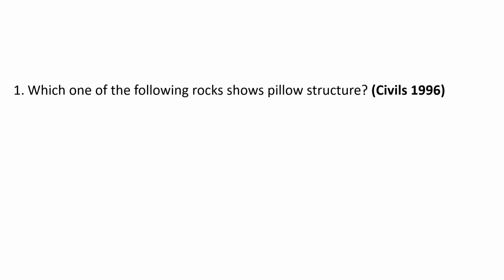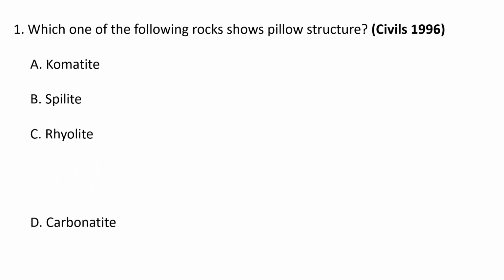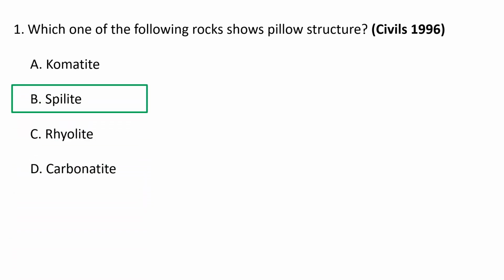Which one of the following rocks shows pillow structure? This was the question asked in Civil Services 1996. A. Komatiite, B. Spilite, C. Rhyolite, D. Carbonatite. So the correct answer is B, Spilites. It shows the pillow structure.